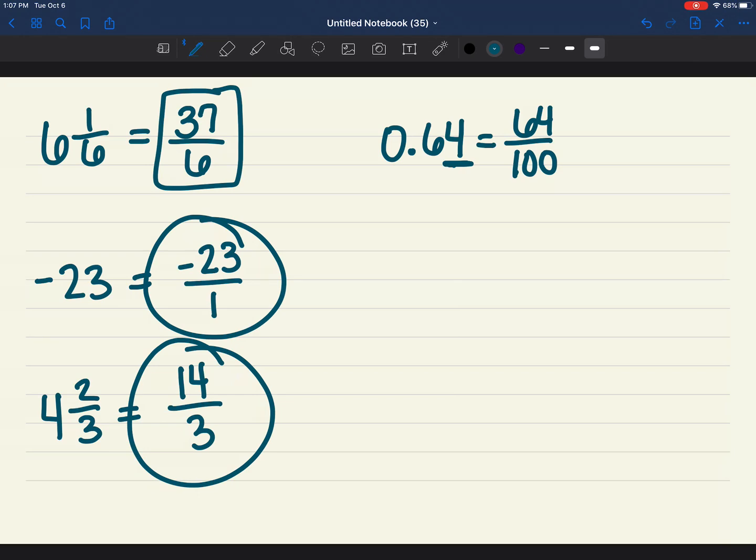Point 0.64. Is that really how we should say it? No, we should say it's 64 hundredths, okay? That will help you if you just learn how to say an actual decimal. But also, all you have to do is look at what place value your last digit is in. It's in the hundredths place, okay?